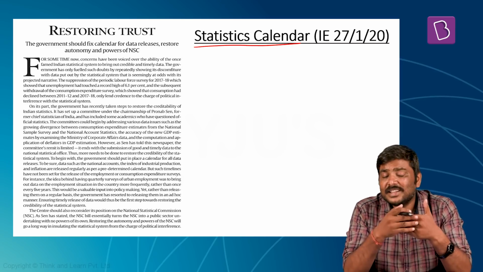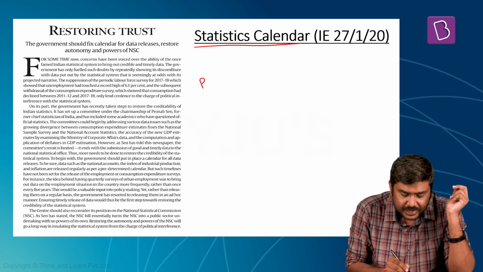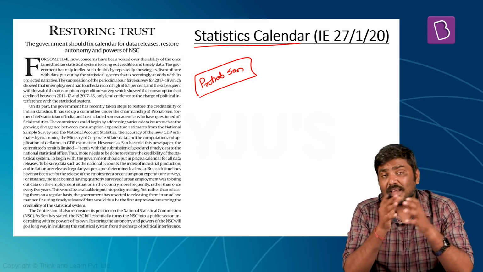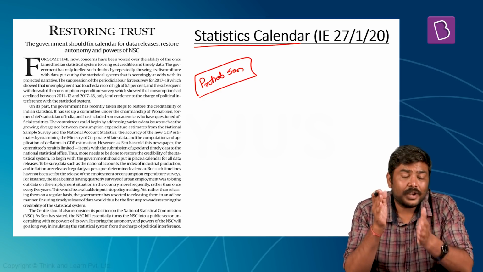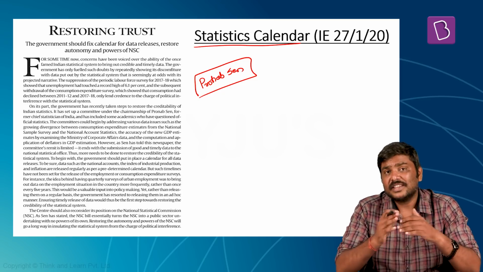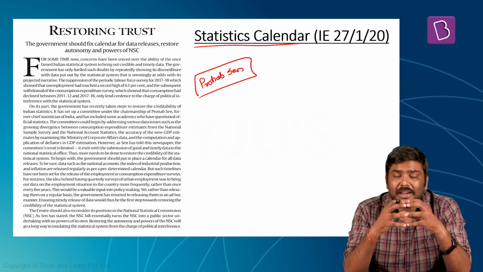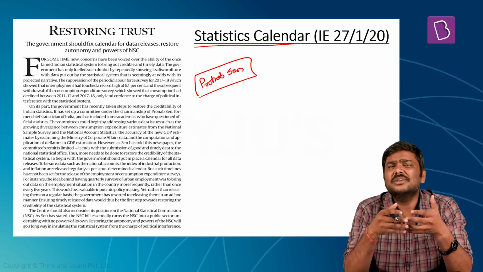In recent times itself, the Government of India has set up a committee headed by Mr. Pranab Sen. This committee has been asked to submit a report in order to ensure the submission of good and timely data to the National Statistical Office. Having said so, various experts have stated that the terms of reference given to this committee are very much limited.